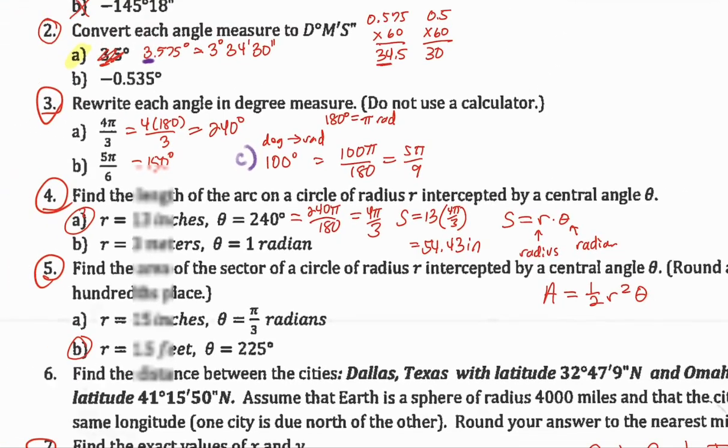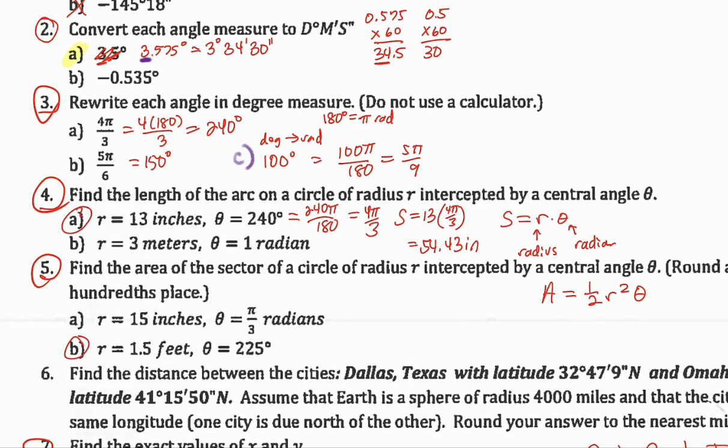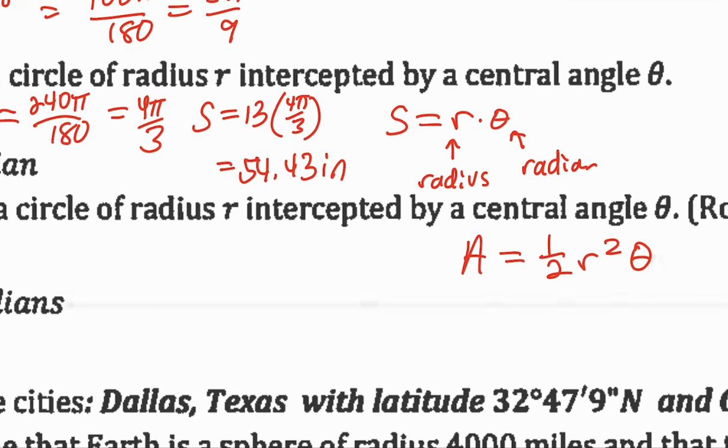Let's talk about the area. The area formula is 1/2 r squared theta, same exact r and same exact theta as the above section. R is your radius, it's a length, and theta is in radian measure.